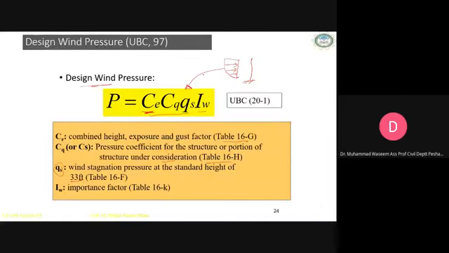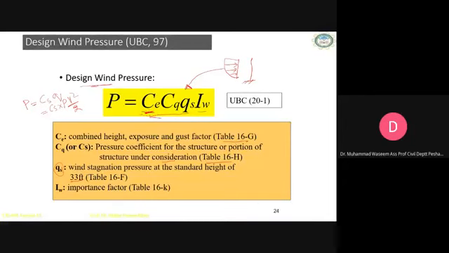Now, as I told you, we have discussed two different procedures to estimate the design wind pressure. This is the second procedure. The first procedure, whenever you want to estimate the wind pressure, is CS times Q, and that Q is rho times the velocity of the wind squared divided by 2. But there is an alternative procedure you can also use, and it is also coming from this UBC code. You can use this formulation.